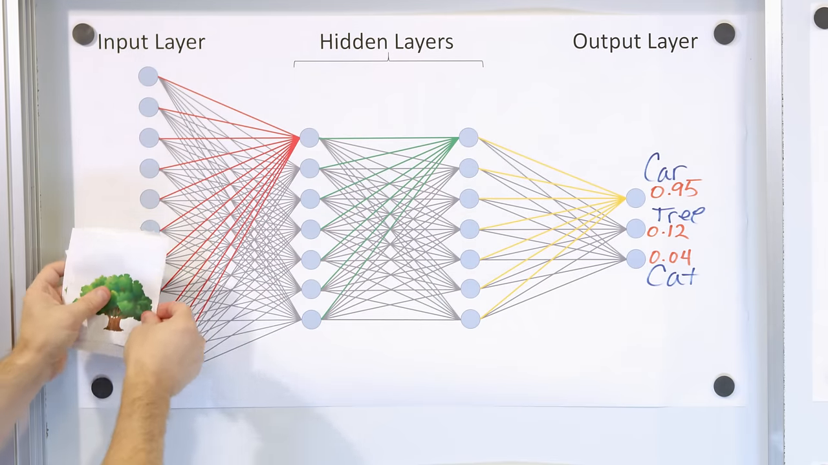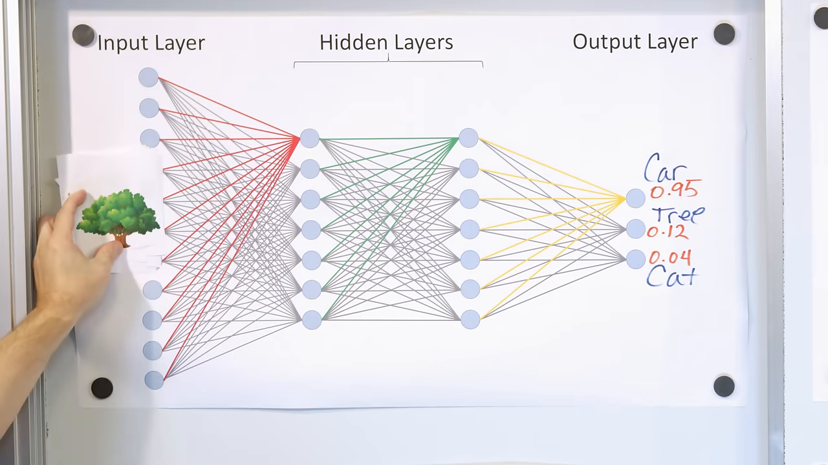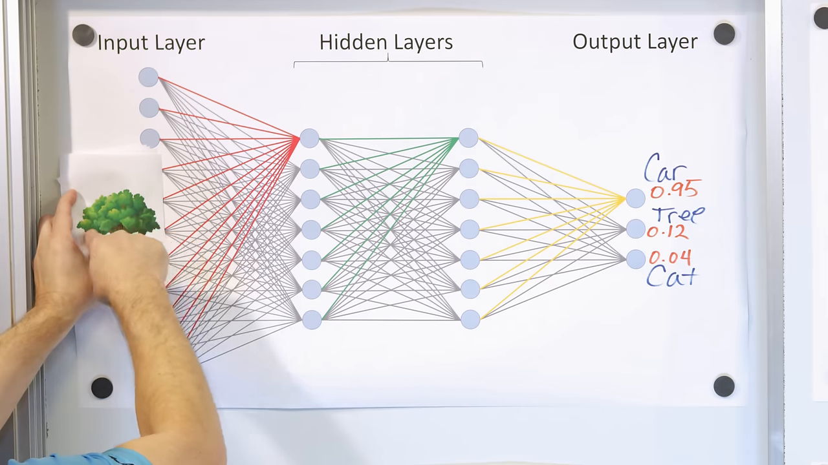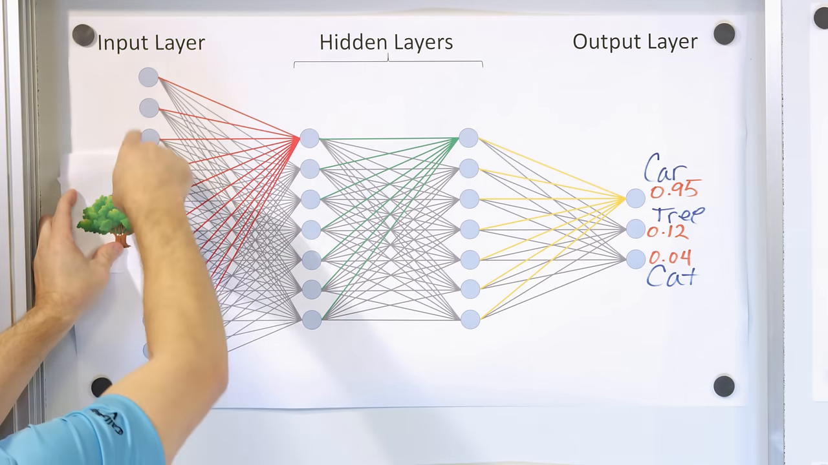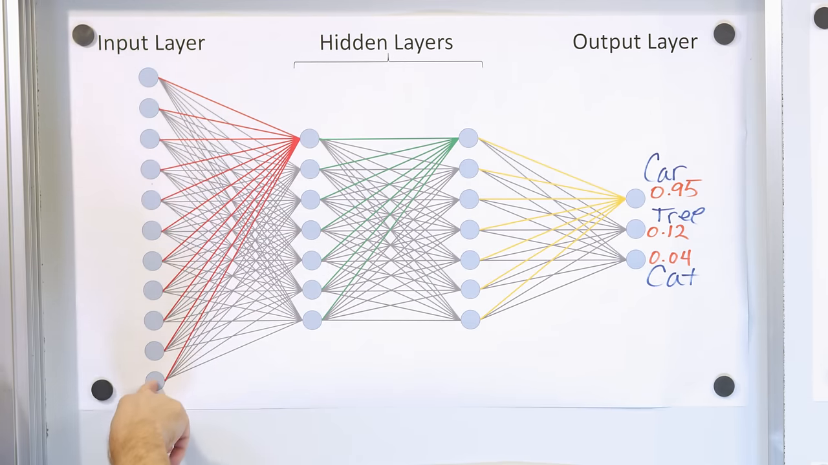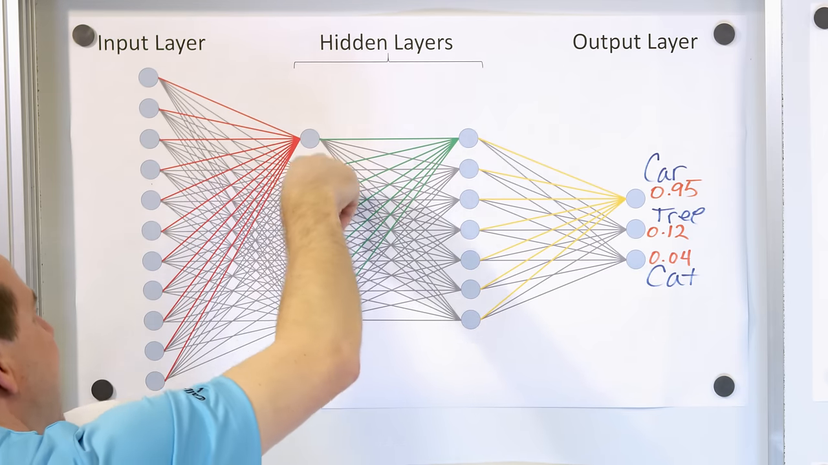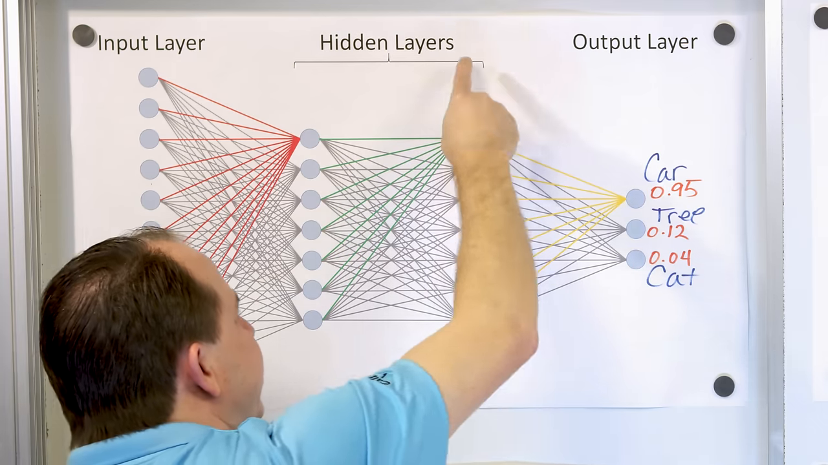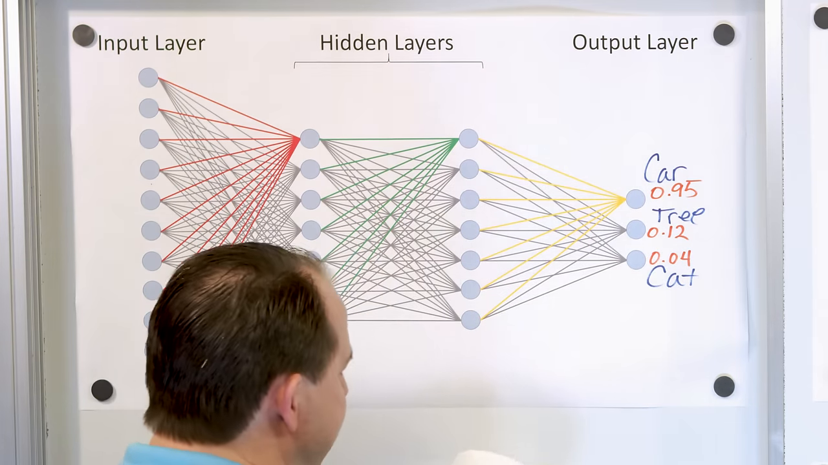So here is a tree. I can feed this pixel image in here, right? Lots of pixels all the way across. Some are white, some are green, some are brown, and they're all values. And so I can put these pixels into the input layer that can be operated on to get values here. Then these values can be operated on to get the values here. Then these values can be operated on to get the final three values.